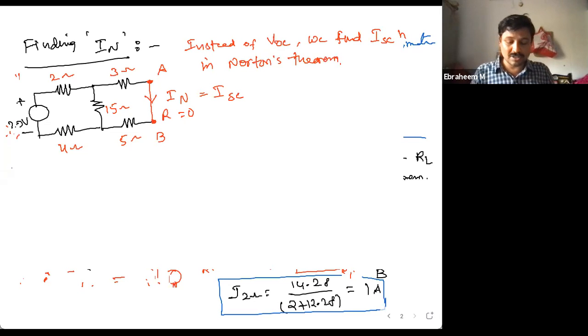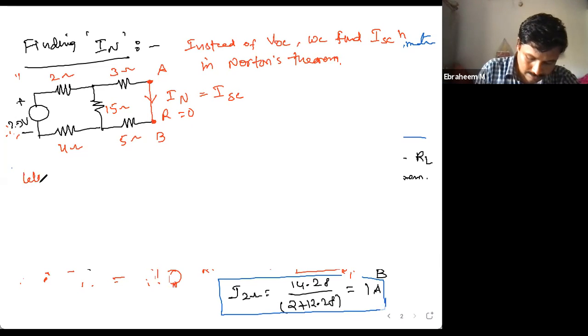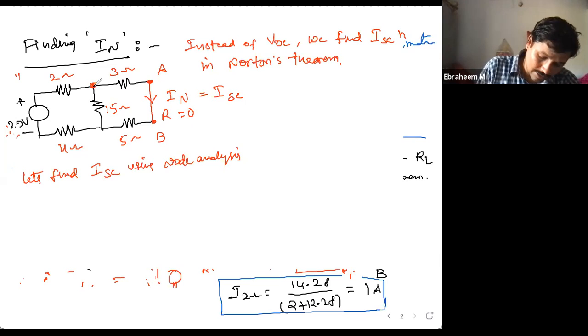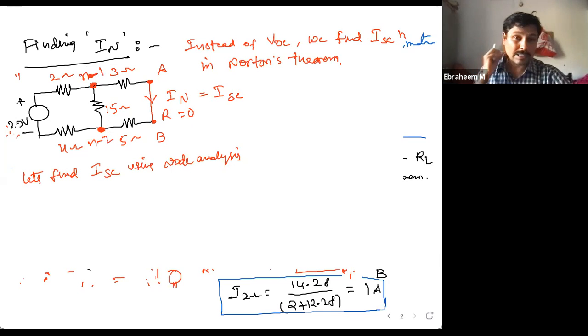See, these 0 ohms, 3 ohms, and 5 ohms are in series. Okay, so they are in series, right? So let us solve it using nodal analysis. Let's find ISC using node analysis. So the nodes are node 1, node 2. This is node 1 and node 2.